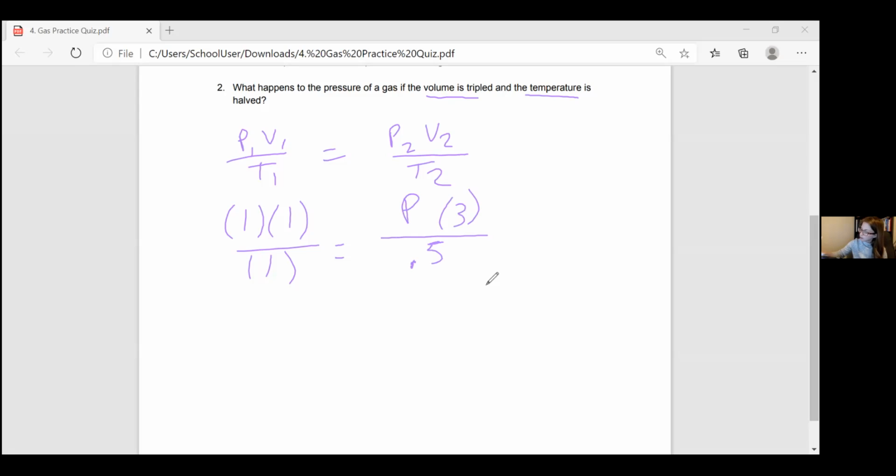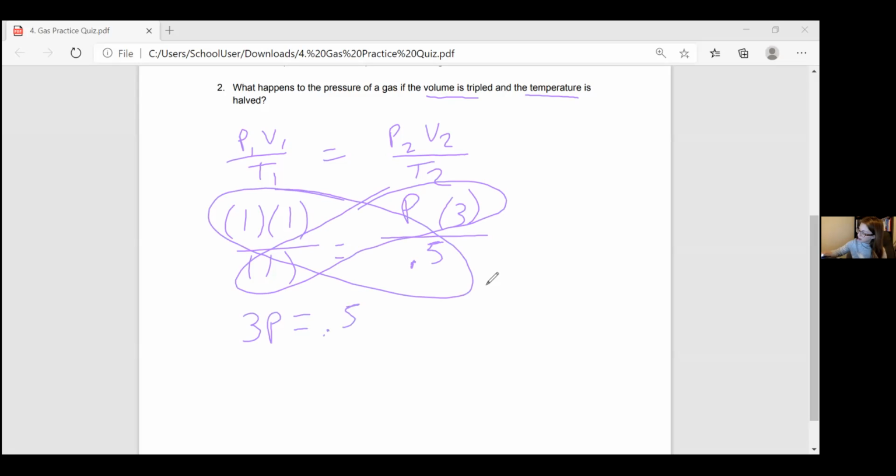So again, we're cross multiplying. 3 times P times 1 is just 3P. 1 times 1 times 0.5 is again just 0.5, or if you have 1/2 there as a fraction, that's okay. We want to get pressure by itself, so we divide by 3. If you did it like I did it, 0.5 divided by 3, you're probably going to get a decimal answer. If you had 1/2 divided by 3, you might know that that's 1/6.